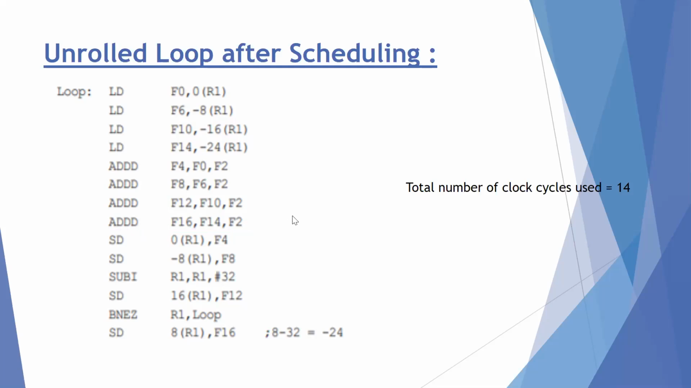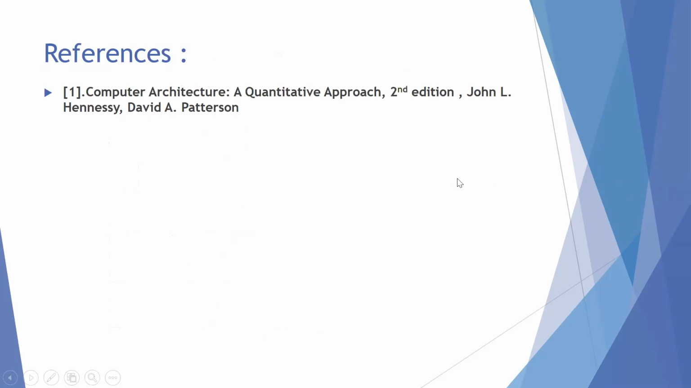Okay, so let's see what is the average CPI in this case now. 1, 2, 3, 4, 5, 6, 7, 8, 9, 10, 11, 12, 13, 14. So 14 by 14 makes an average CPI of 1 without any need of stalls. So this was the main aim of loop unrolling and scheduling. And I'll just start with a new topic. Anybody has any doubts in this loop unrolling? You can ask me right now.